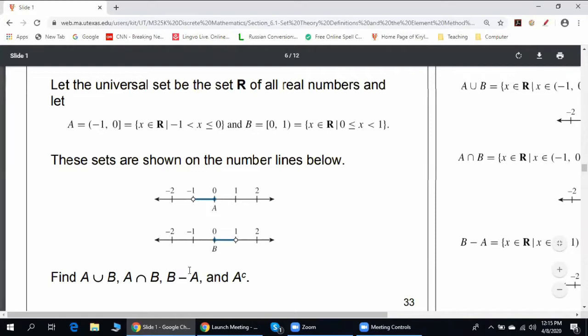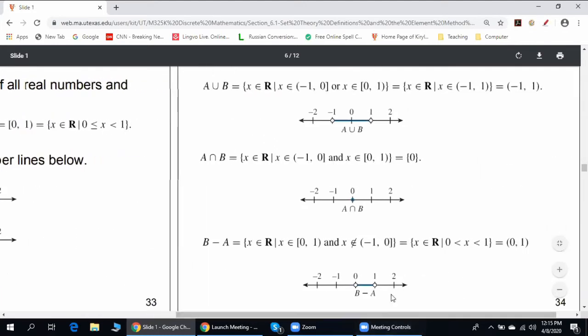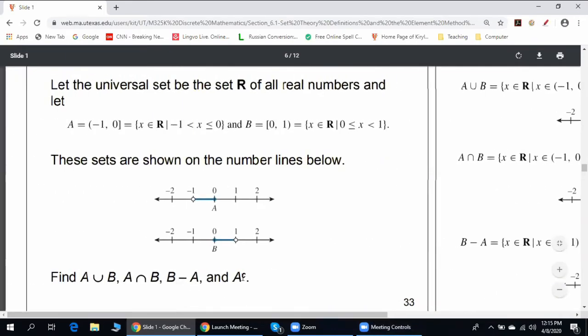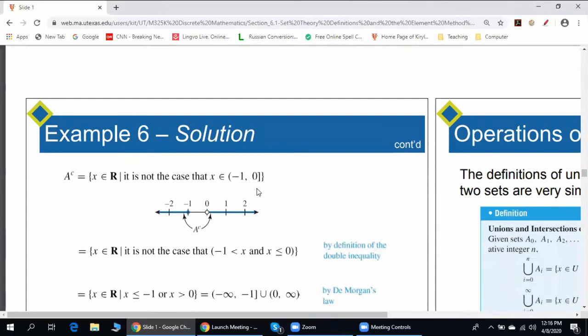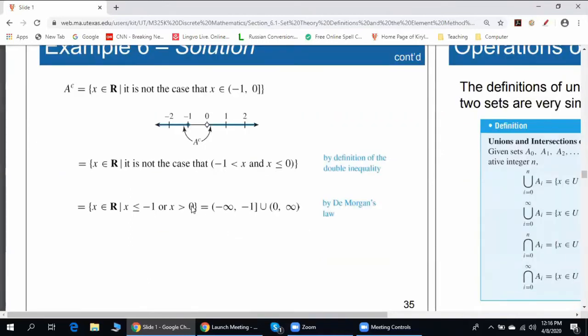Now, we subtract all points that are in A from B. Note that we have only one common point, 0. Therefore, B minus A will be an interval from 0 to 1, where we exclude 0 and exclude 1. It's exactly what is written here. Lastly, complement of A means we consider all points to the right from 0 and to the left from -1, and we exclude 0 and include -1. So it's exactly what is written here: from -infinity to -1, union from 0 to infinity.